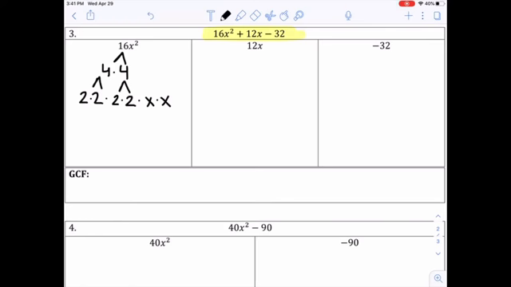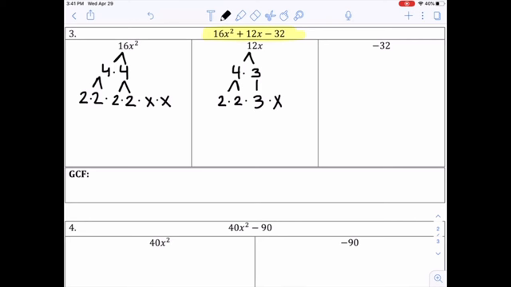Let's move on to the middle. We have 12x. We know to get 12, we could do 4 times 3 to get 12. And we know 4 could be broken down again into 2 times 2. And I'm just going to bring down that 3 again. And it looks like we have x to the 1st power. So we have 1x, so let's add that to the end.